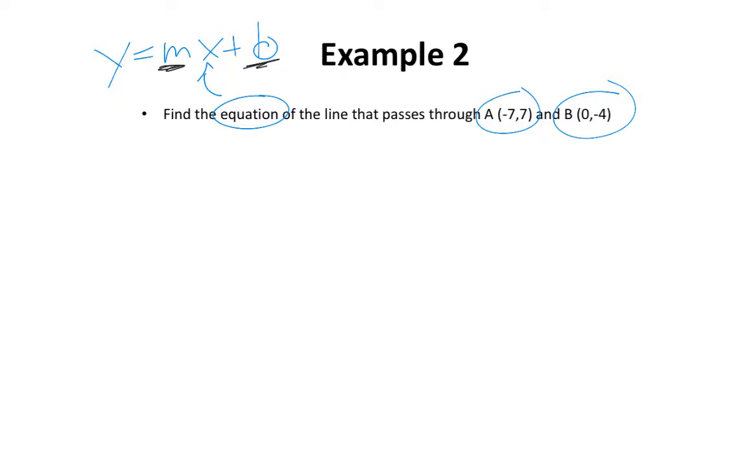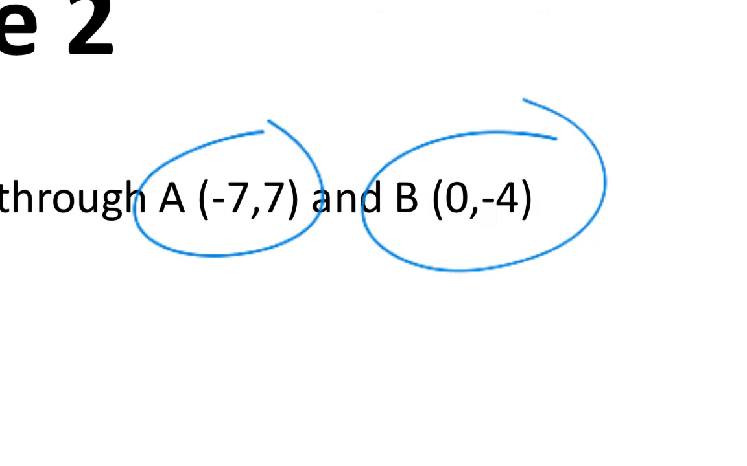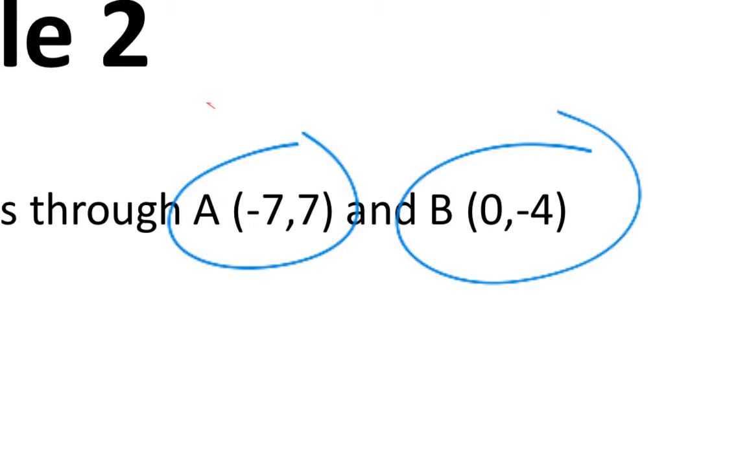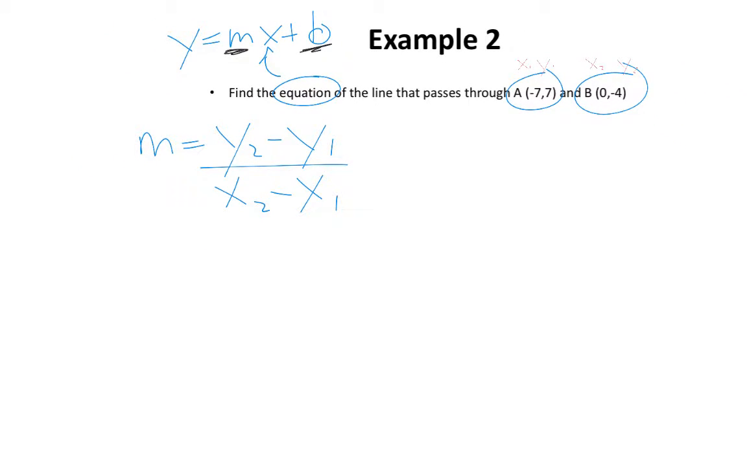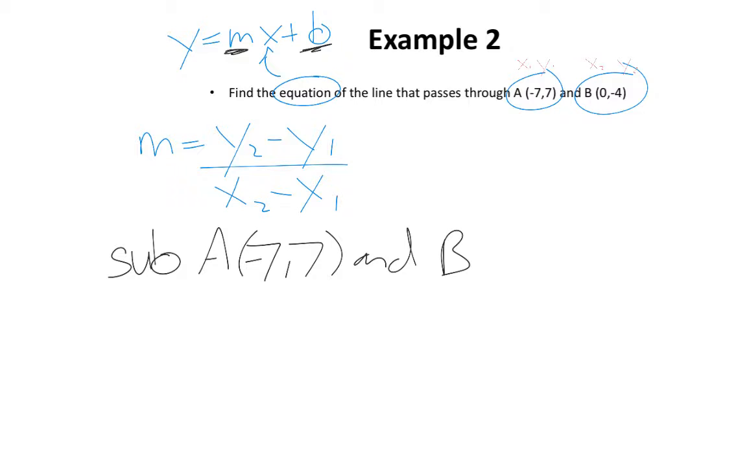Let's figure out our slope. Slope is equal to y2 minus y1 over x2 minus x1. We need 2 points before we can find the slope of this line. We are given 2 points. These points are points A and B. Let's label these x1 and y1, x2 and y2. Using these points, as well as this slope equation, we can figure out the slope. So I'm going to write instructions for myself. Sub point A and point B.